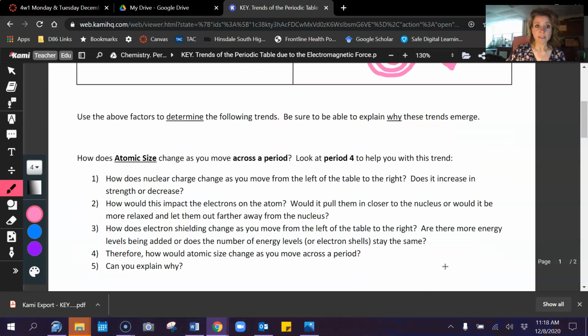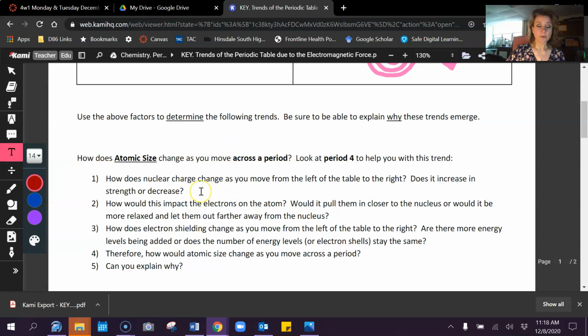So now let's use the above factors. We're going to use nuclear charge and shielding to determine the following trends, and we need to explain why these trends emerge. So the first one that we're going to talk about is atomic size. And we're going to view atomic size as we move across a period. So look at period 4 to help you with this trend. If you haven't gotten your Chem Helper out yet, then go ahead and put this on pause and do that now, because it's going to be a lot easier for you to have that visual next to you as we go through these problems.